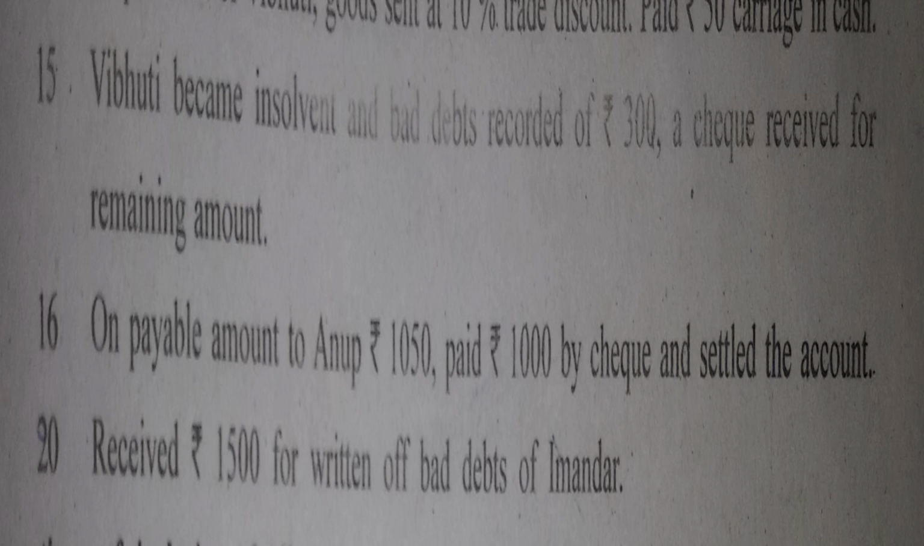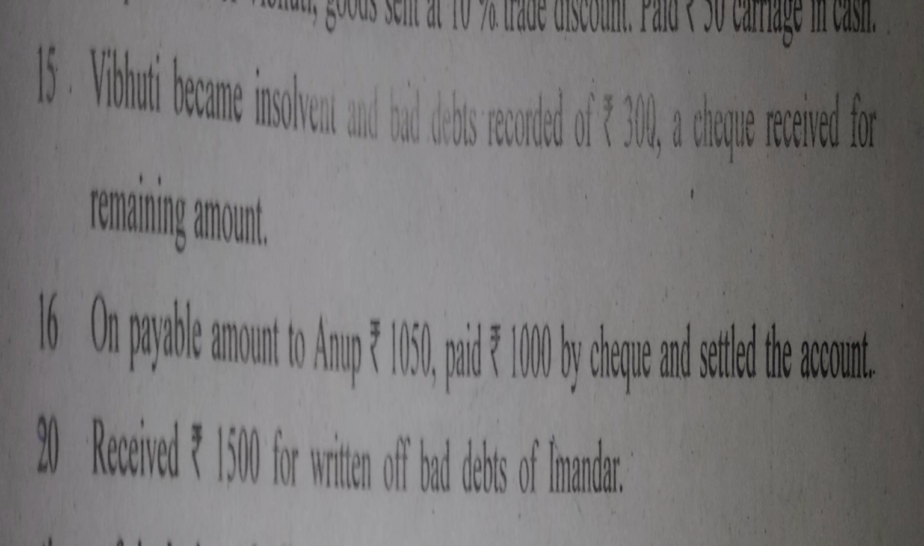Okay, coming towards the last transaction of this sum, on 20th of June, it says received rupees 1500 for return of bad debts of Imandar. See, Imandar was a debtor and bad debts have been written off. That means he did not pay. And right now 1500 is received for return of bad debts. मतलब पहले bad debts हुई थी मिस्टर ईमानदार की तरफ से, उसके पैसे अब मिले हैं.